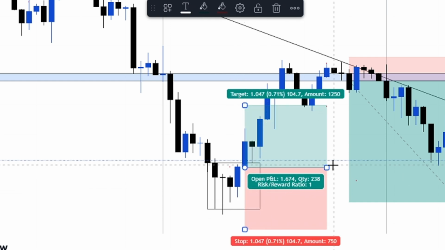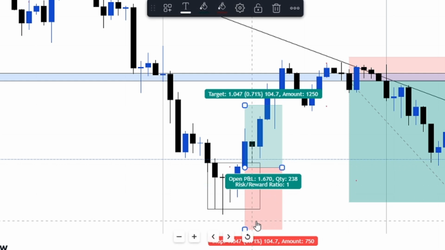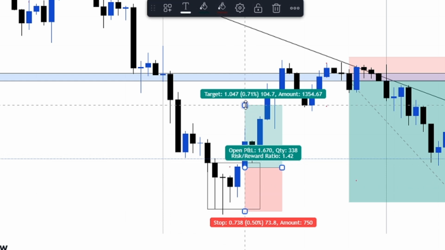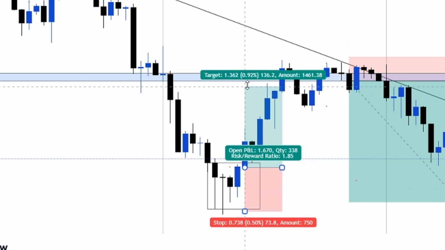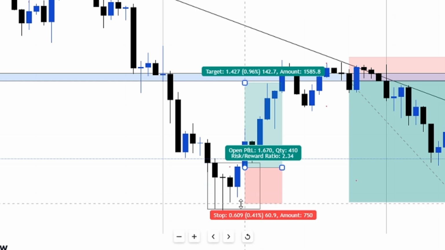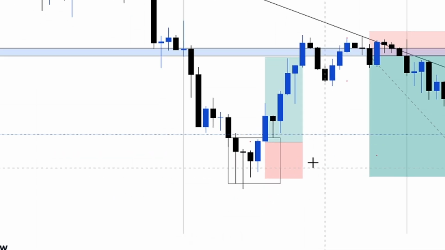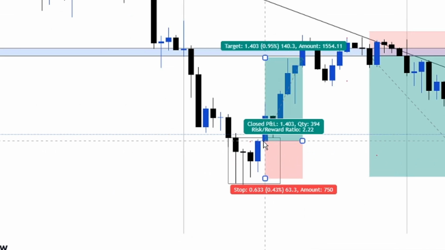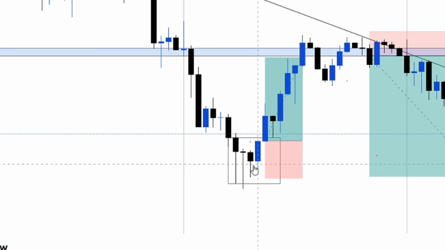You enter your buy position depending on your risk to reward. Then you set your stop loss. Then you set your target as well. Remember, I said don't take less than 1:2.